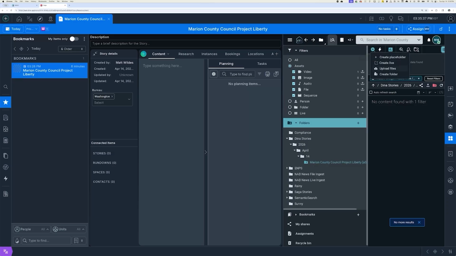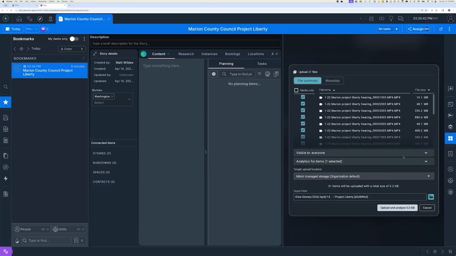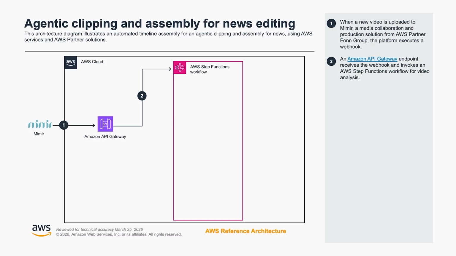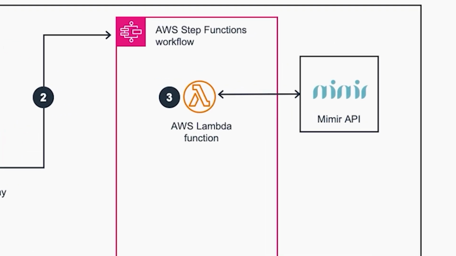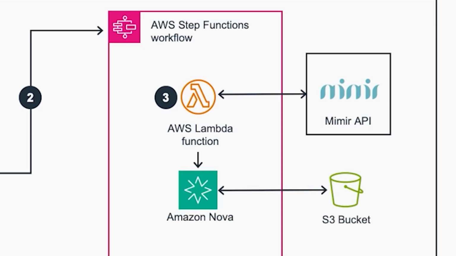Let's start with how raw footage gets into the system and analyzed. When a journalist uploads their raw clips to Mimir, a media collaboration and production platform from AWS partner Fawn Group, the platform fires a webhook. That webhook hits an Amazon API gateway endpoint, which kicks off an AWS Step Functions workflow for video analysis. A Lambda function grabs the source video from S3 through the Mimir API, then sends it to Amazon Nova multimodal embeddings on Amazon Bedrock. Nova breaks down the footage, performing scene detection, identifying key moments, and building an understanding of both the audio and visual content in each clip.